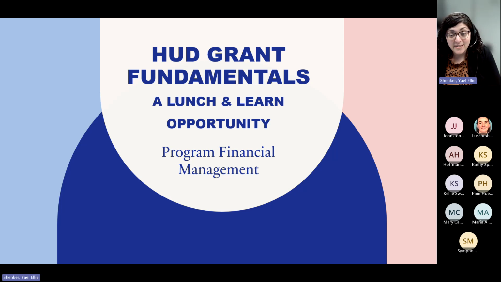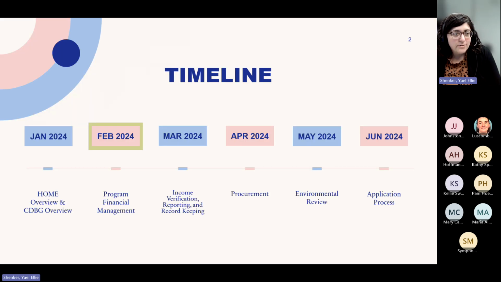This is the third in a series, as Alex mentioned. We've got a timeline here. We've already gone over the HOME grants and CDBG grants, and now we're getting into this overarching idea of program financial management. A lot of what we're going to discuss is basic best practices for accounting and financial management for any federal funds and really for any kind of grant accounting. And some things are going to be done more specifically if you receive CDBG or HOME funds. But again, it's just an overview.